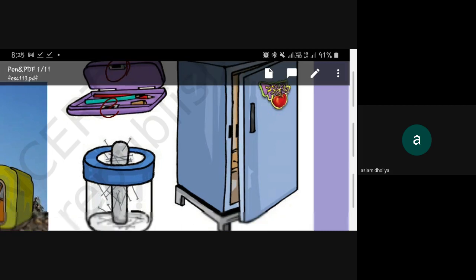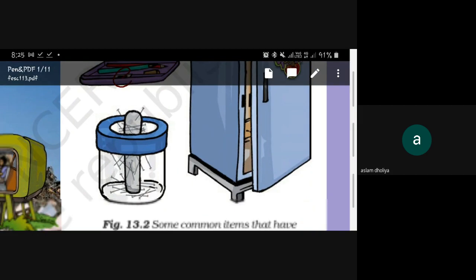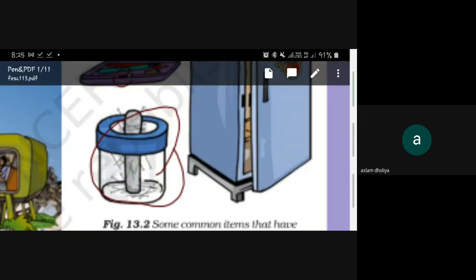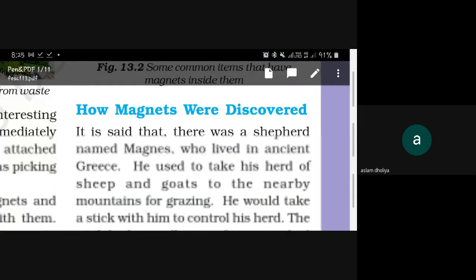So this is one more example I have given you, like door and almirah. I gave two examples, and this is the third. Here is also another example. When you go to a bank, what happens? You can see this type of box with an attached magnet. Because of the magnet, these pins are attached and won't fall off. Here are some common items which use magnets.